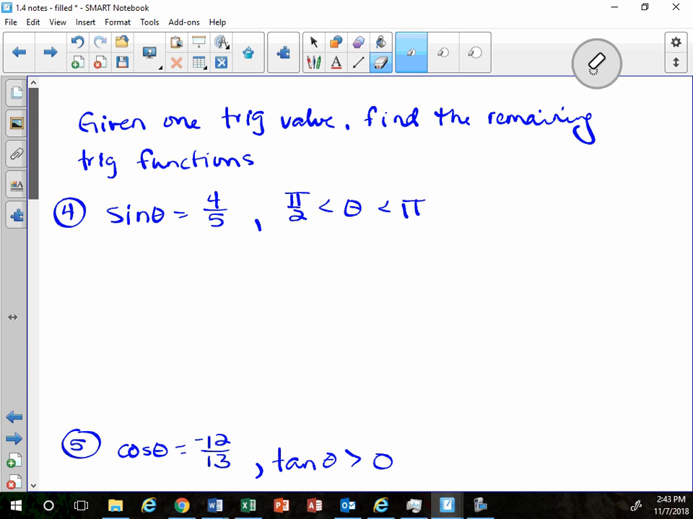So same idea, but instead of giving you a point, I give you one of the trig values. So I tell you what sine is equal to.